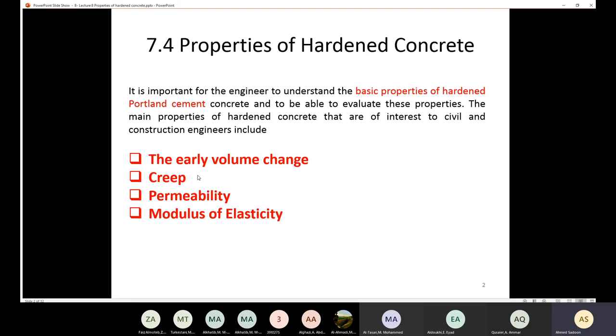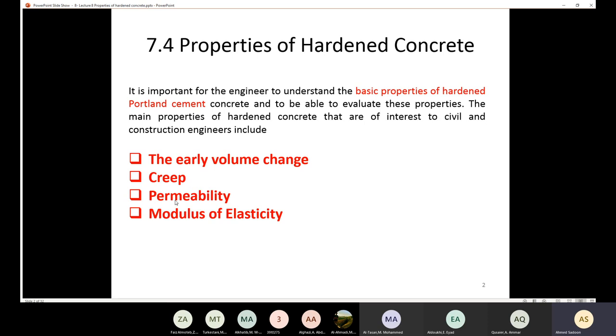And also we have the permeability. If you have permeable concrete, the permeable concrete is going to allow the water and the chemicals to penetrate the concrete. And that is going to cause a lot of problems. The most dangerous problem is going to be the corrosion. Because if the water and the harmful chemicals penetrate inside the concrete, that is going to rust the steel rebars.